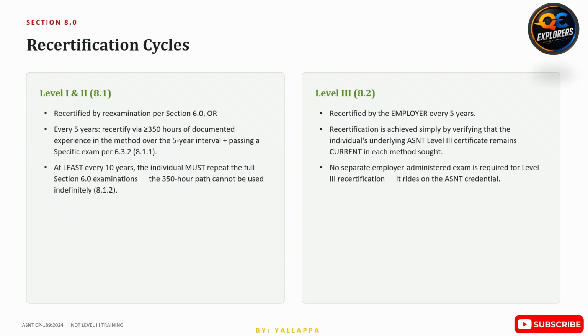However, CP-189 also provides an alternative pathway. Instead of repeating every examination every 5 years, the individual may qualify for recertification by demonstrating at least 350 hours of documented experience in the applicable inspection method during the previous 5-year certification period. In addition to meeting this experience requirement, the individual must also successfully pass the specific examination described in Section 6.3.2.